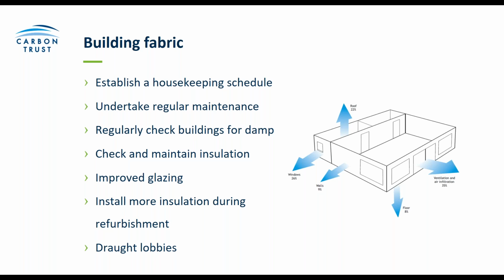Installing insulation during any refurbishment works can be quite a good opportunity to even reduce the heat losses at a fairly marginal cost. And then also, if you do have frequently used entrances and exits, then it can be worth looking at the option of installing draft lobbies around those as well, both to reduce the amount of heat that's being lost, but also actually just to improve the comfort levels of the occupants of the school as well.